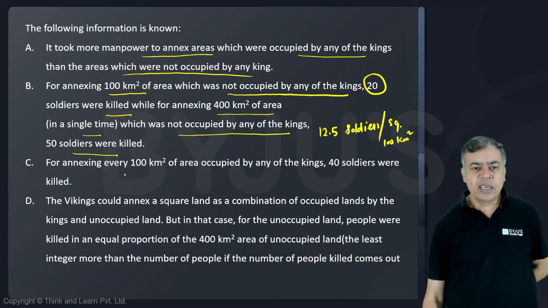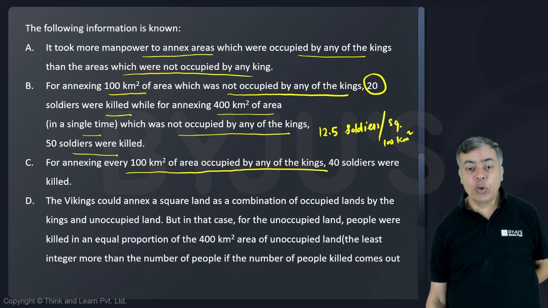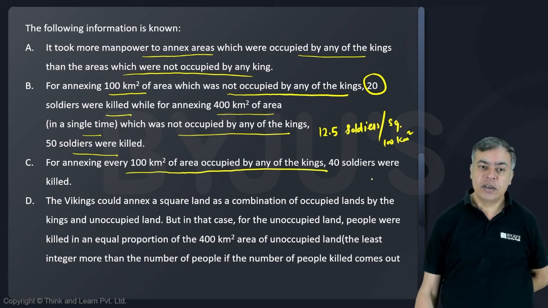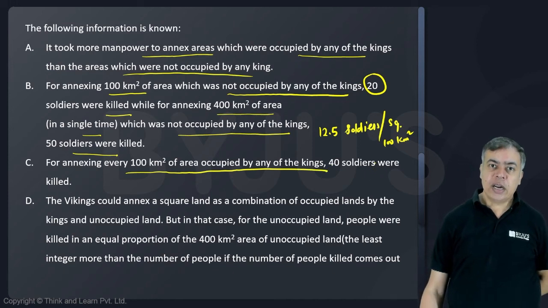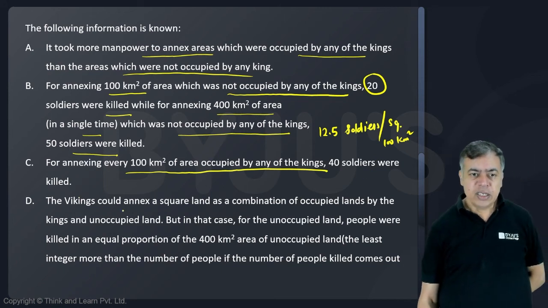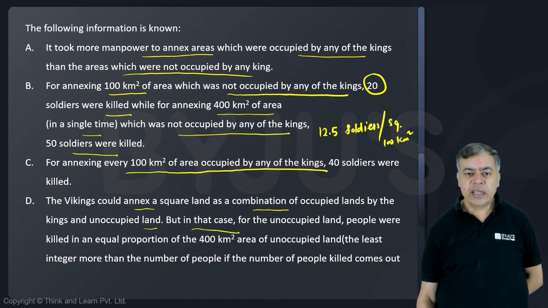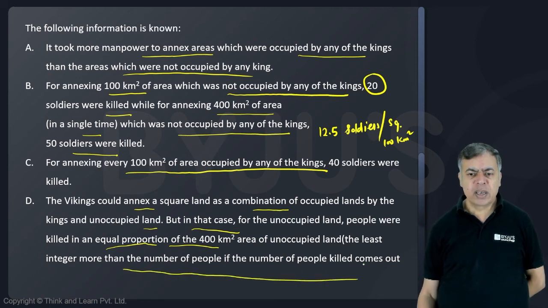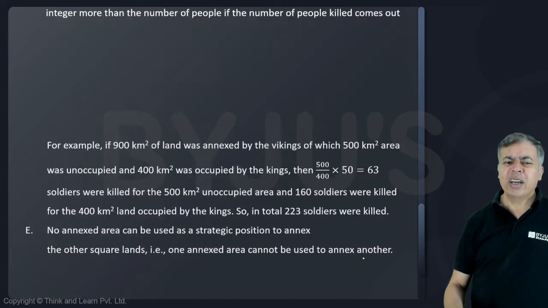Now for annexing every 100 kilometer square of area occupied by any of the kings, 40 soldiers were killed. So for every square which is occupied, 40 soldiers will get killed. The Vikings could annex a square land as a combination of occupied lands by the kings and unoccupied land. But in that case, for the unoccupied land, soldiers will be killed in the equal proportion of the 400 kilometer square. The number of people killed should be rounded up to an integer.